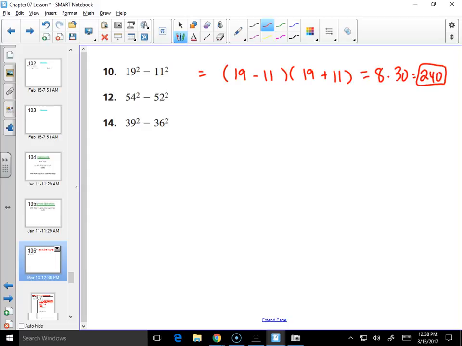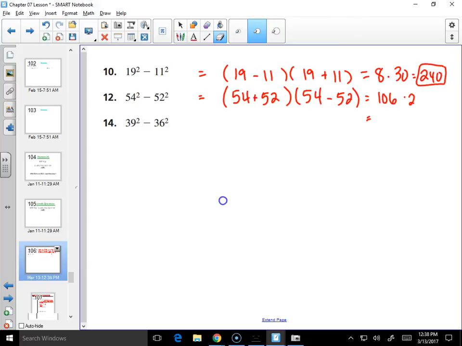Keep going, Jackson. I did 54 plus 52, 54 minus 52. Here's a good example, kiddos, of does it matter whether you plus or minus first? No. That would be such a hard problem to do. No. What's 54 plus 52? 106. What's 54 minus 52? 2. Oh yeah, I can't even multiply. It's 212, isn't it? Mental math sometimes goes too quickly.